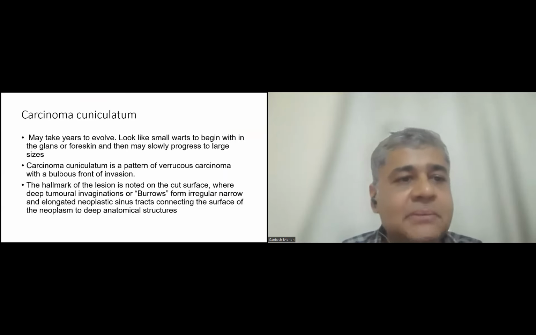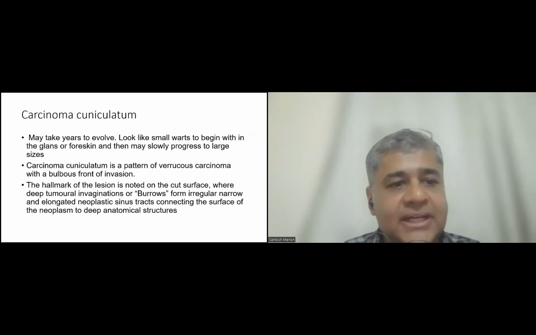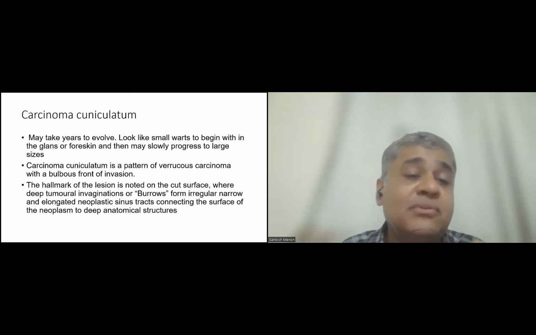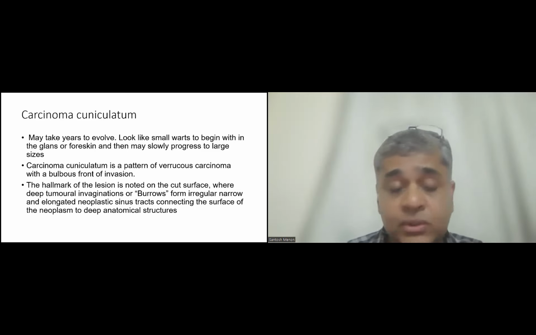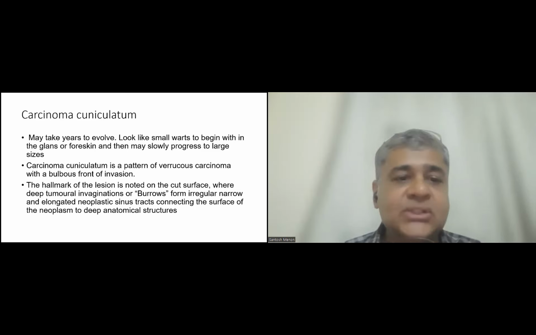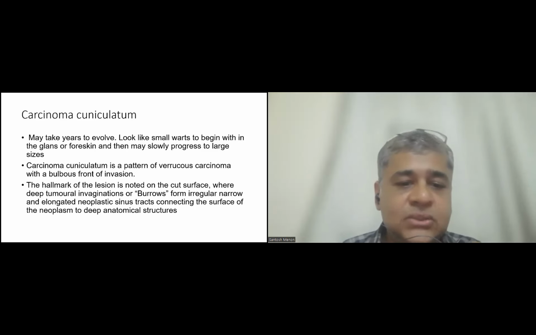A kind of subtype within a subtype is carcinoma cuniculatum, a type of verrucous cancer where there are burrows of very well differentiated squamous islands going deep into deeper tissues. They are pushing into them, but actually not invading and destroying them. The word comes from cuniculus, which means rabbit burrows.